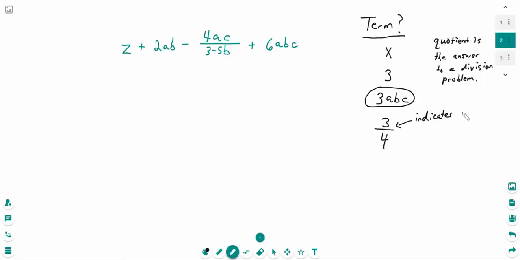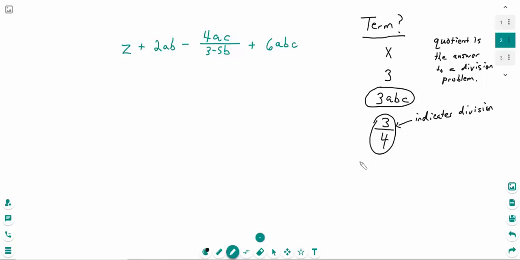It's just another way to write division. All right, so 3/4 would be considered a term. Why? Because it's a quotient. It's an indicated quotient. So this would be one term right there.